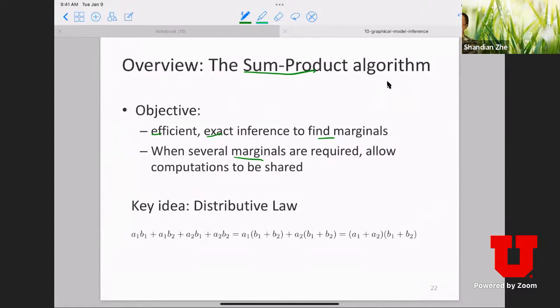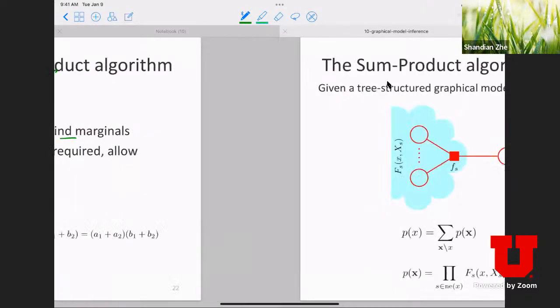And the key idea here is still based on the distributive law, as we just mentioned. So it's just a smart usage of the distributive law. You can view it as a more general framework of the chain graphical model inference, as we just discussed.